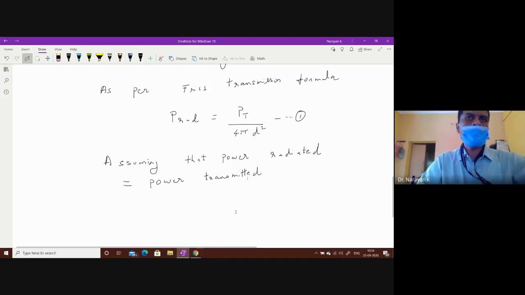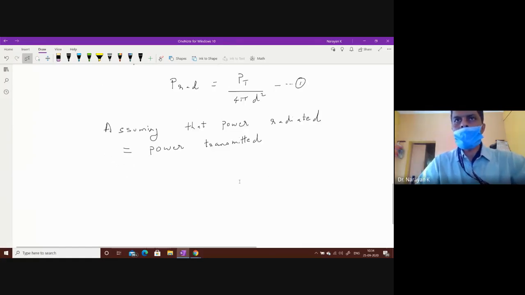So whenever you have an empirical formula, there are a lot of assumptions which are made. One of the assumptions is that power radiated is equal to power transmitted. That means, what is the difference between transmitted power and radiated power? Anyone? What is the difference?